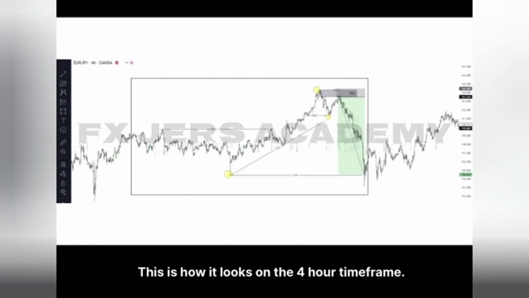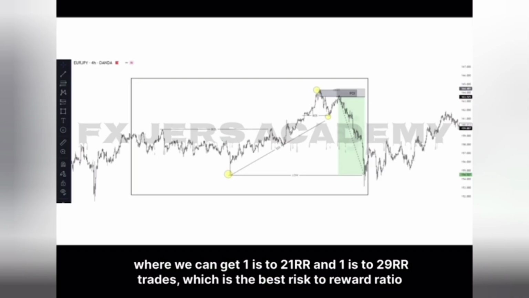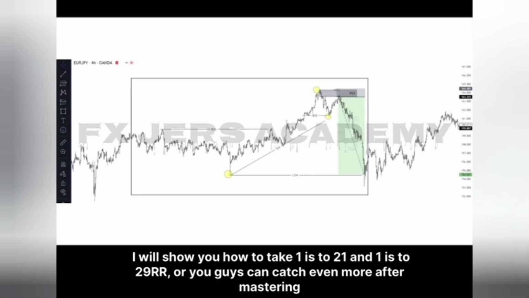This is how it looks on the 4-hour time frame. However, I will dive into the 1-hour time frame now and show you how to find exact 1-hour supply zones where we can get 1:21 RR and 1:29 RR trades, which is the best risk to reward ratio in the whole Forex industry. People usually take 1:2 RR or 1:3 RR trades. I will show you how to take 1:21 and 1:29 RR. Or you can catch even more after mastering this strategy.